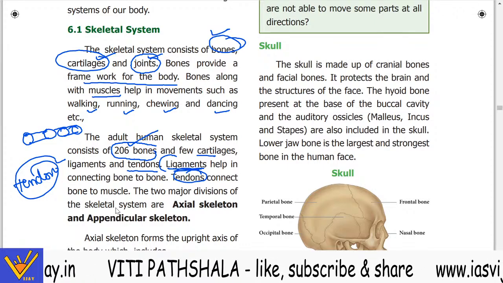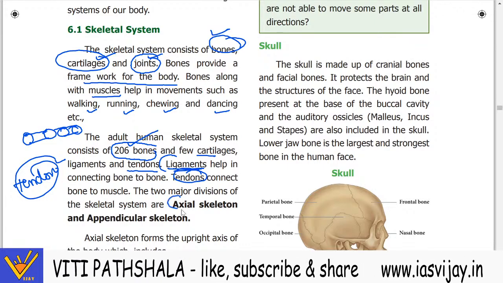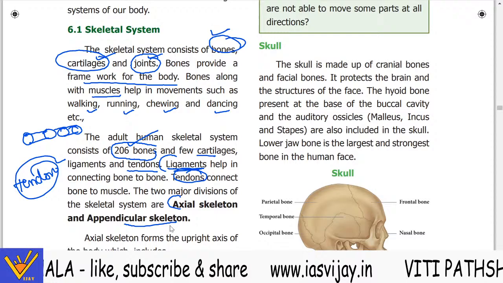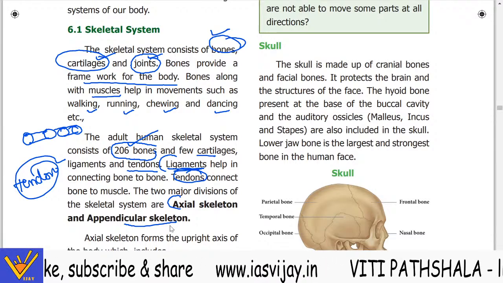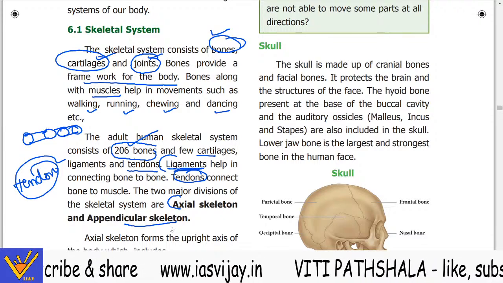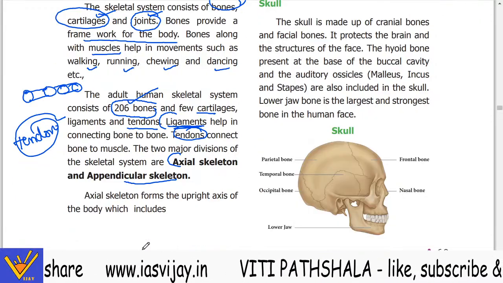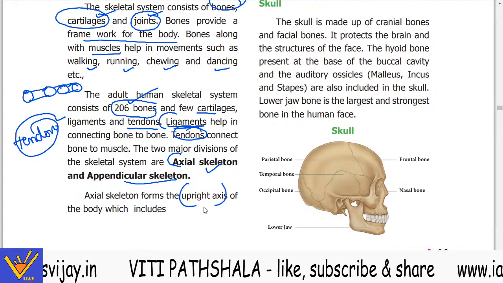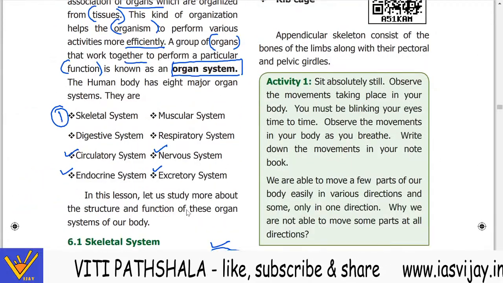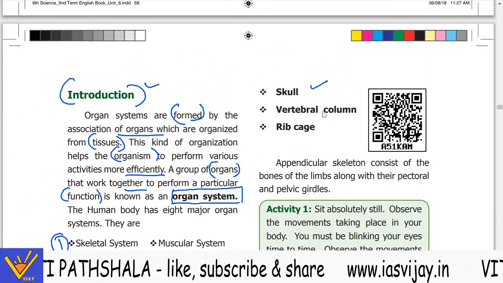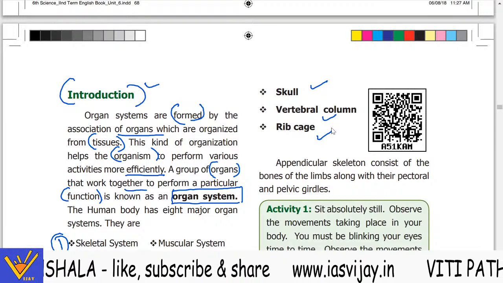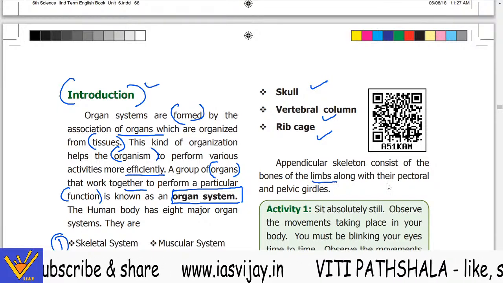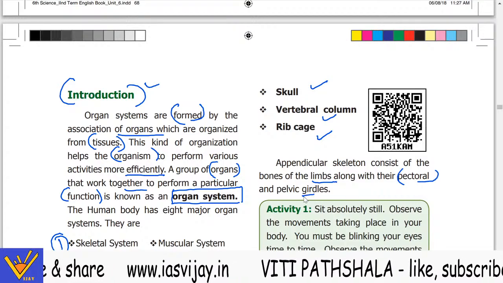The two major divisions of the skeleton system are the axial skeleton and the appendicular skeleton. The axial skeleton forms the upright axis of the body, and that includes the skull, vertebral column and the rib cage. The appendicular skeleton consists of the bones of the limbs and the pectoral and pelvic girdles.